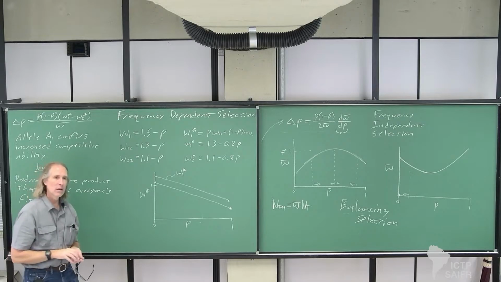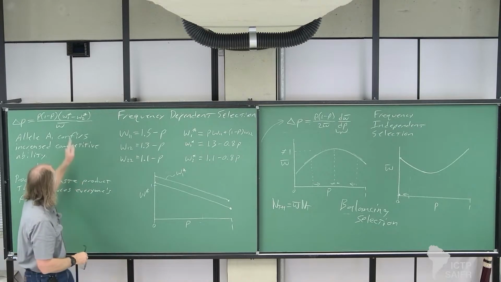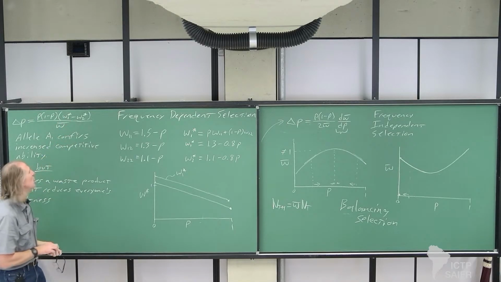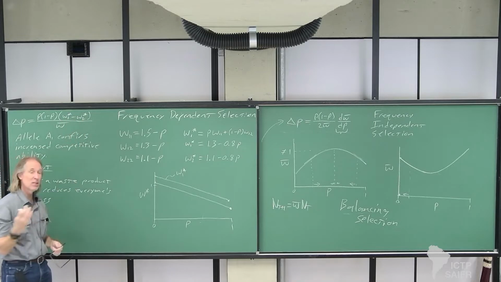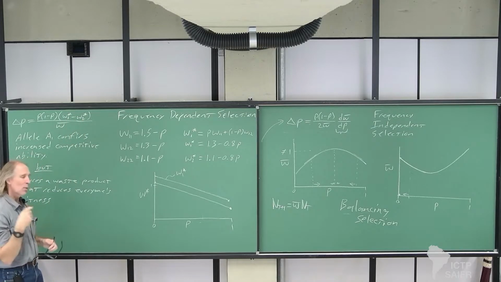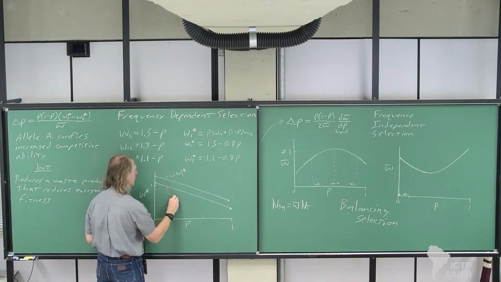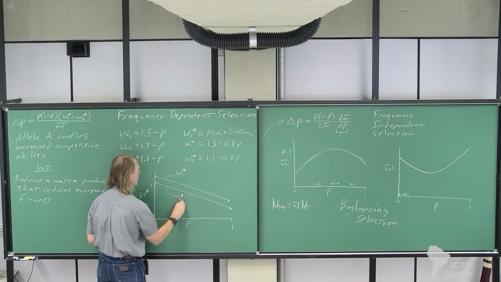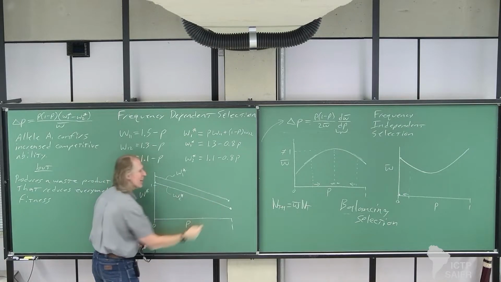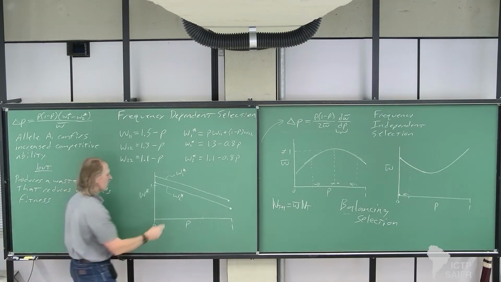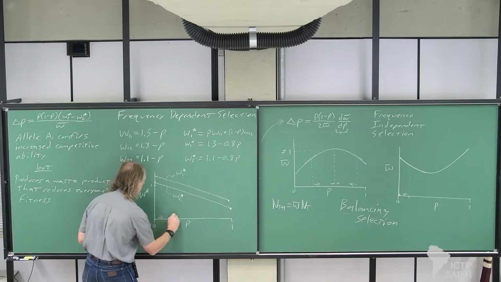What's going on in this case? Well, remember, change in allele frequency, the direction, is determined by W1 star minus W2 star. So as long as W1 star is greater than W2 star, the A1 allele will be increasing in frequency. Well, it's greater everywhere here. This is W2 star. Here, this line is above this line everywhere, right? So you're going to evolve this way.